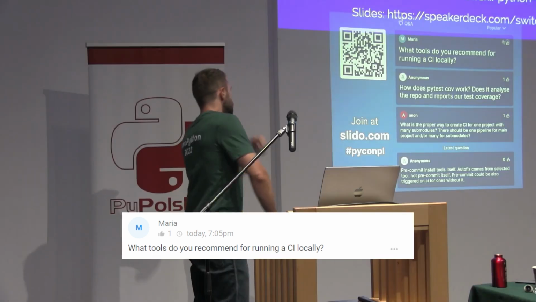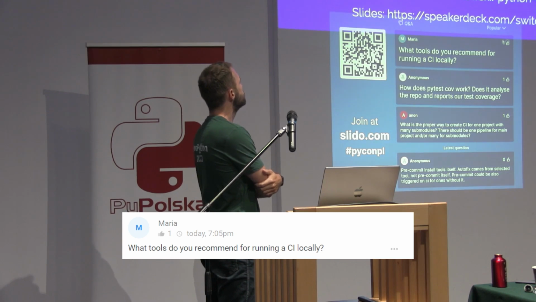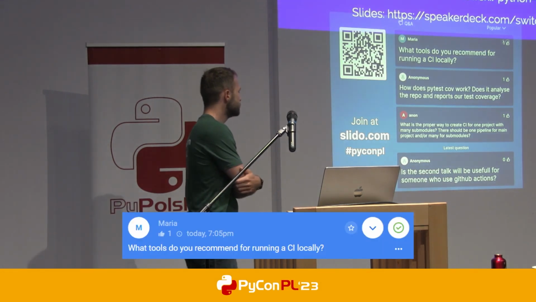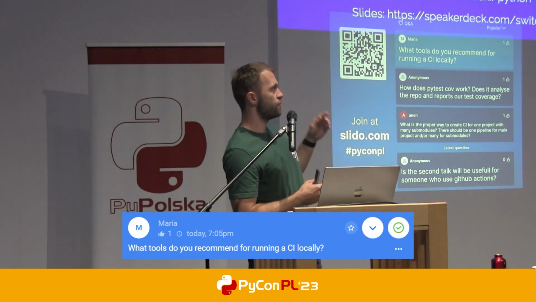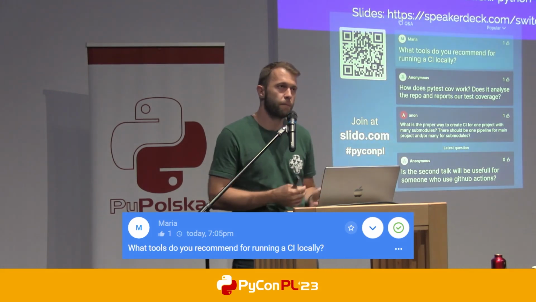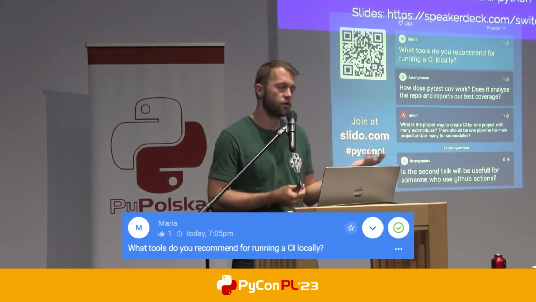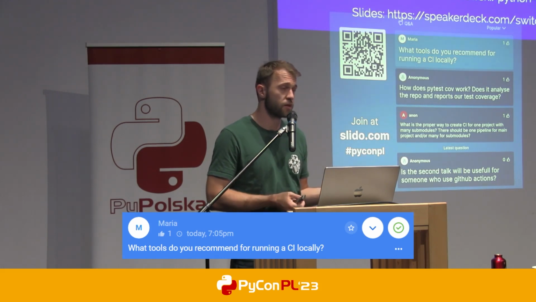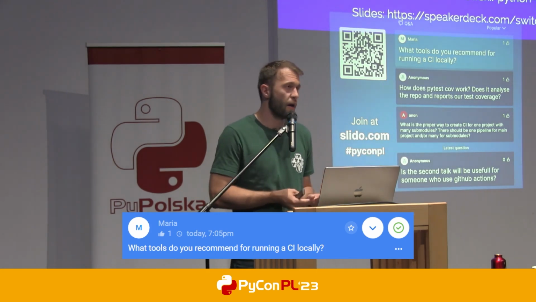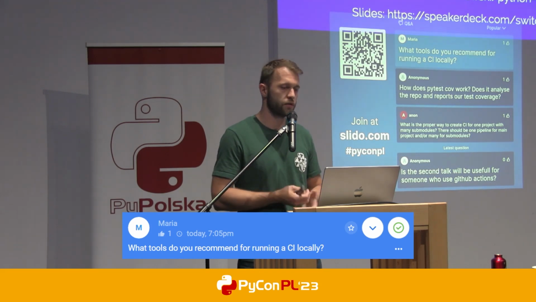Okay. Another question is, what tools do you recommend for running CI locally? I'm not sure if I understood this question correctly because running CI locally is a different thing. But as I said, have some plugins in your code editor to at least reformat the code or maybe give you some static analysis as well, and then pre-commit to not trigger the pipelines unnecessarily on some easy to fix things.